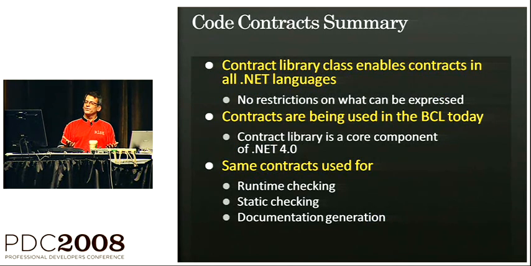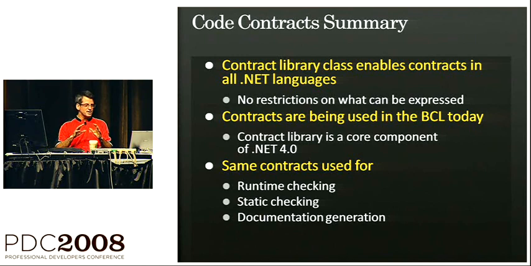So what we're going to provide for you is a way to have contracts without any restrictions on what you can express. Anything that you can talk about your code, the fact that a method can only be called if the object is in a certain state, that it guarantees that only certain exceptions are thrown, that the return values lie within some range, all of that you can write using the contract library. These contracts are being used today inside the base class libraries. So in the .NET 4.0 framework, there will be code that actually has had contracts added to it, and the library itself is a core component of .NET 4.0.